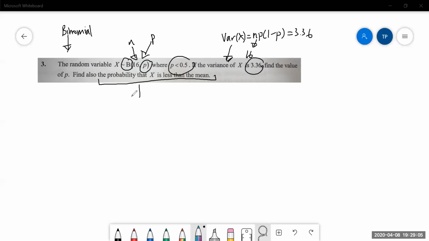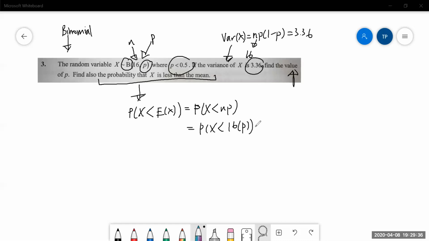This is in English, you have to convert it into math. So you get the probability of x being less than the mean, which is the expectation of x. How do we find the expectation of x? It's np. Do we know n and p? Yes, it's 16 times whatever p is, which you will find in the first part. From here, are you able to solve it? Yes, by using the GC. But don't forget to change your sign, because binomCDF can only use less than or equal to.